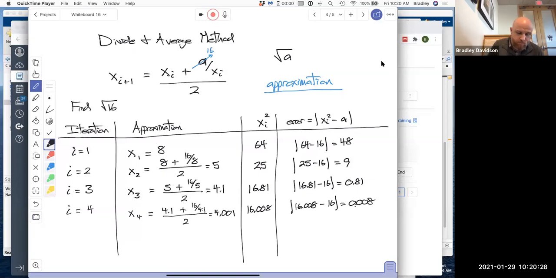All right, so again, we're left with the question, is this good enough? Would you be satisfied in this case? And how do we decide?